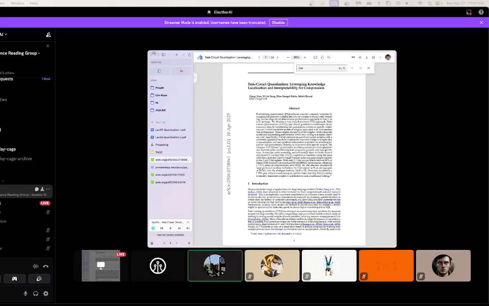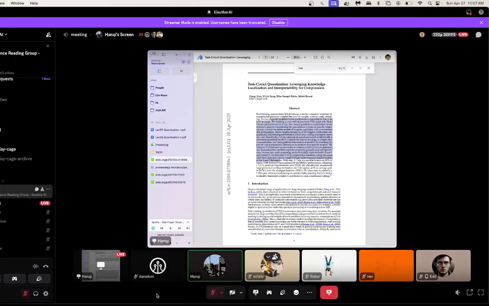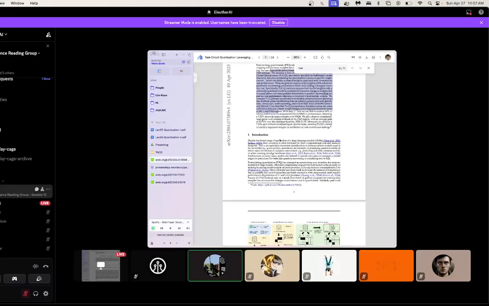Thanks for the introduction. I am going to be introducing Task Circuit Quantization, and the main idea of this paper is trying to combine some of the interpretability ideas with quantization to see if we can cross-pollinate a bit, and then figure out how to compress models more efficiently with these ideas. The particular regime that we're considering here is somewhat specific.